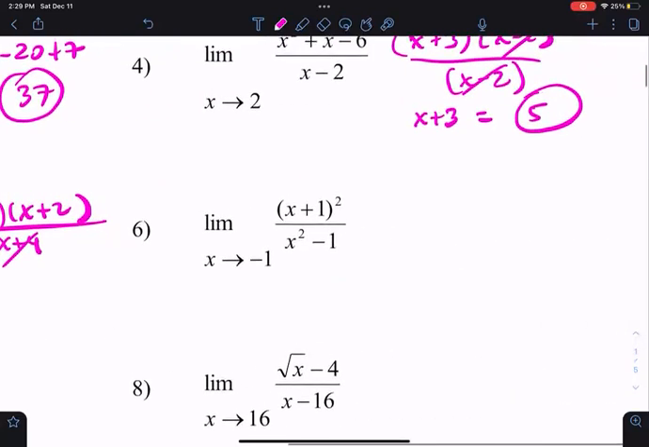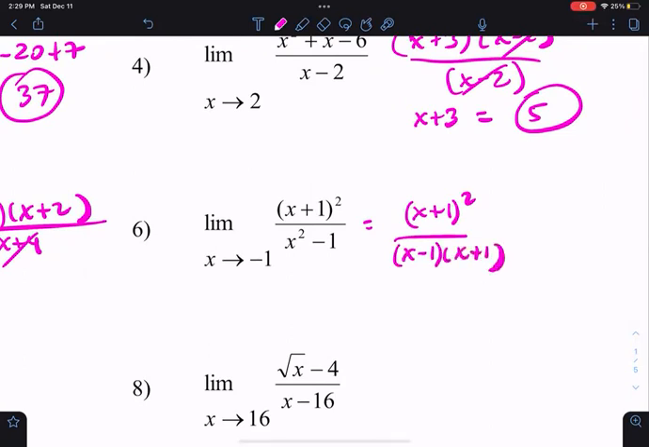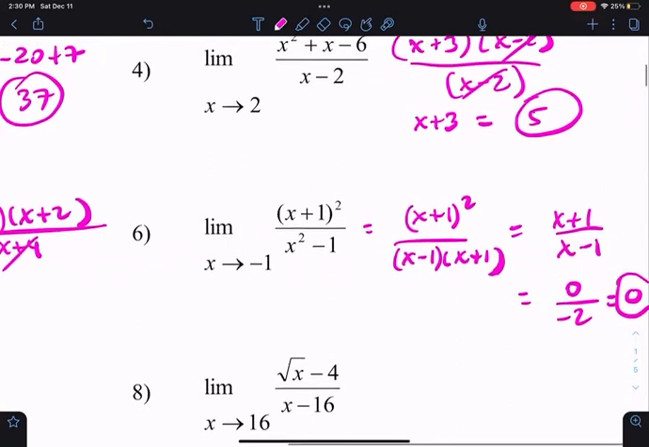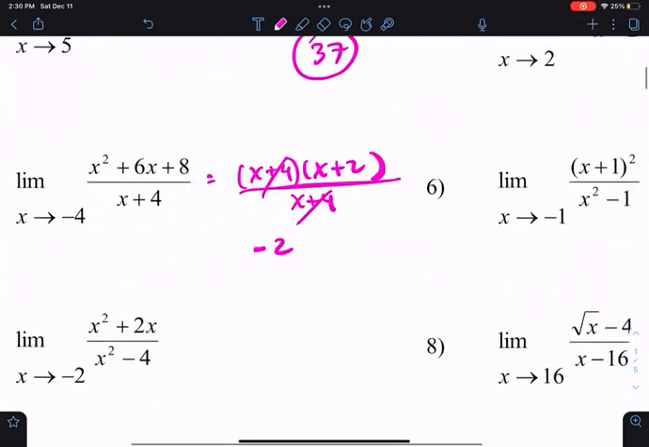Next. This one is x plus 1 to the second power. If you plug it in as it is right now, if you plug negative 1, you get 0. Negative 1 squared is going to be 1. And 1 minus 1 is 0. So you get this thing, right? Again, indeterminate form. You don't want that. So you need to factor, right? So you have x plus 1, x minus 1. So if you simplify this, you get x plus 1 over x minus 1. You plug in negative 1, you get 0 over negative 2, which is 0. So this is the limit, 0, right? Because you have 2 copies of that and 1 copy of that, right? So this cancels once. Okay, next.